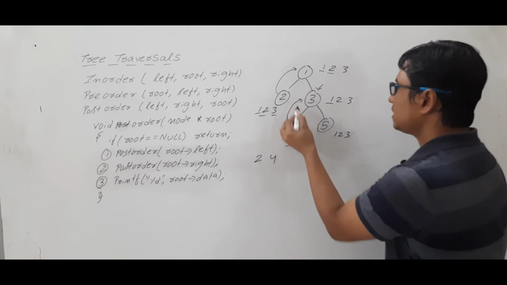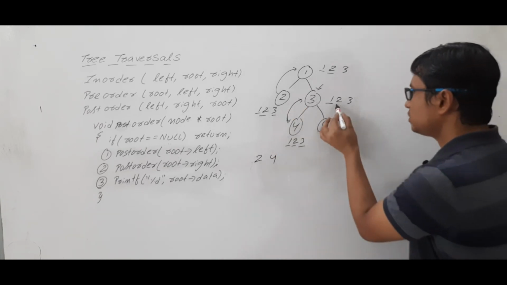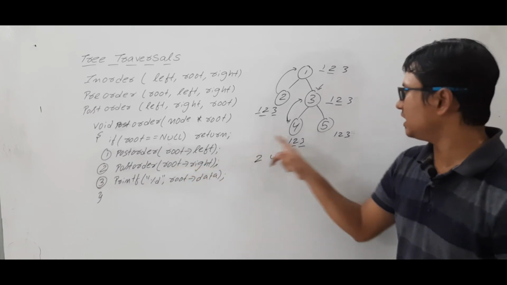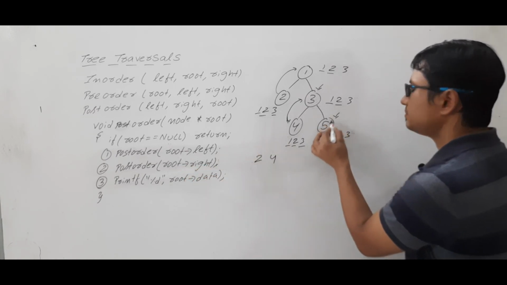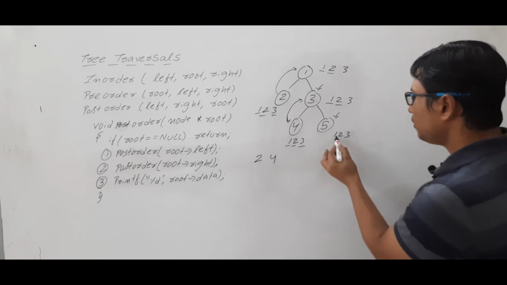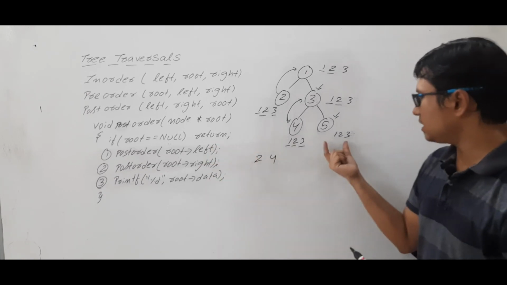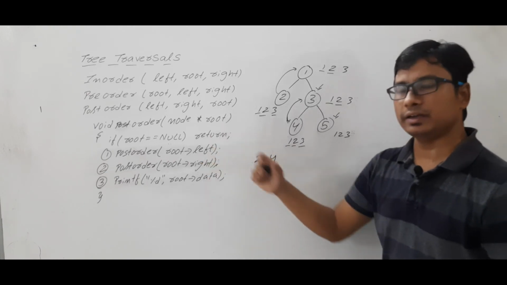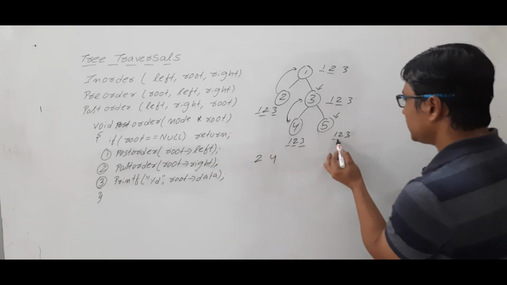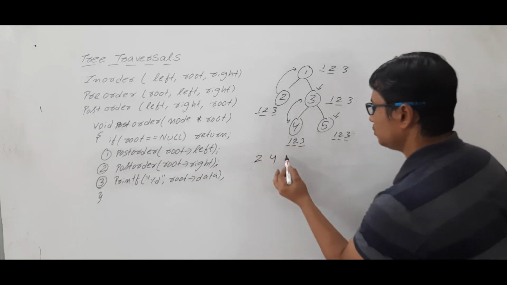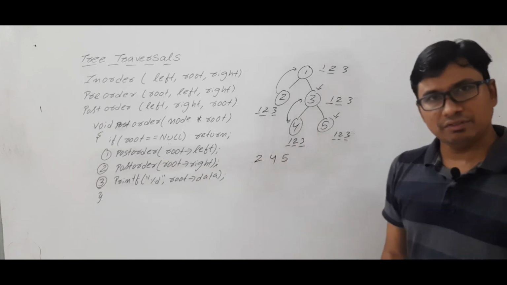You will come back here and then you will execute step 2, which is post-order root of right. So you will come here. Now again you will execute step 1, null, step 2, null, because it is a leaf node. So they will return, and then you will execute step 3, which is root of data. So you will get the value 5.